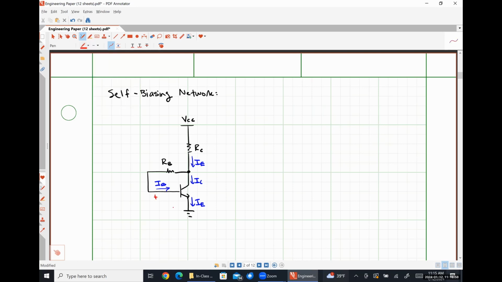Here's our voltage VBE. Here's our voltage VCE. So before we get into detail with the math, what's the purpose of the self-biasing network? Anybody have any thoughts on what's going on here? How are VCE and VBE going to compare to each other with this particular network?